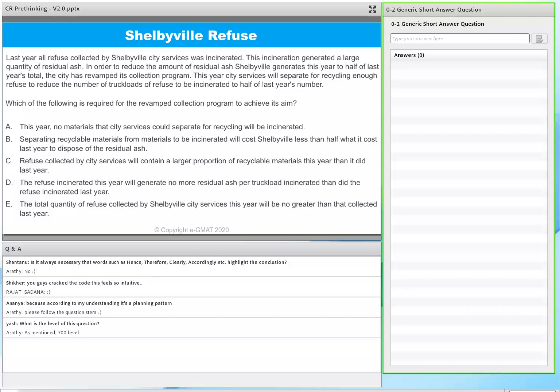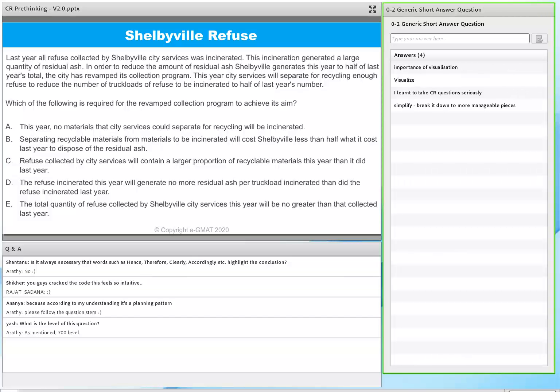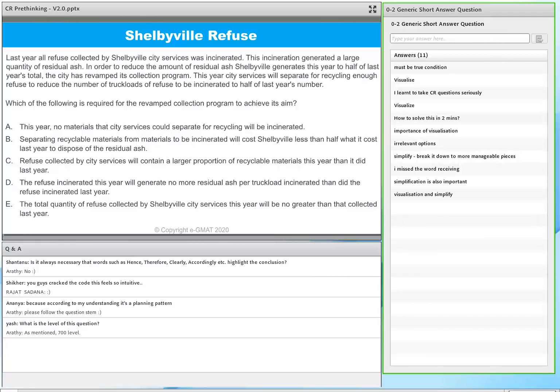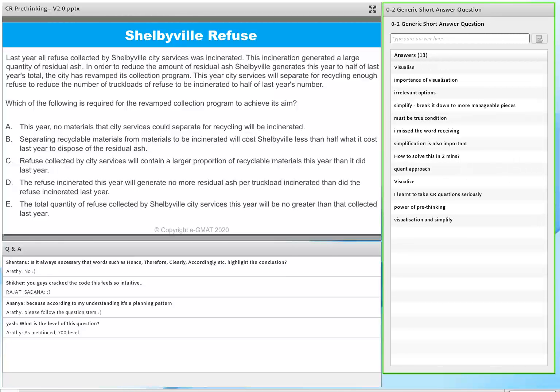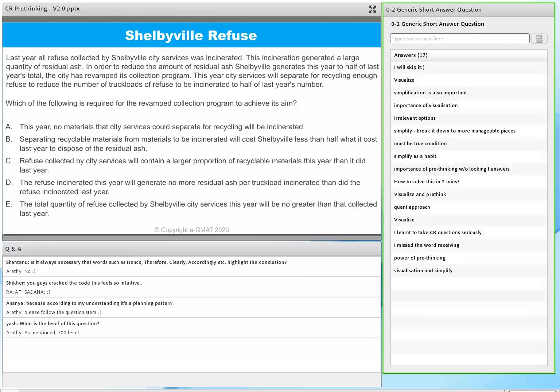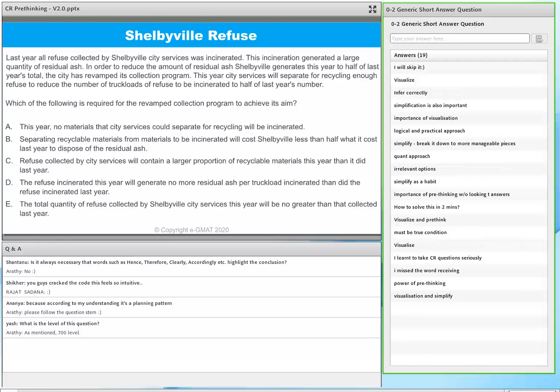What did you learn? Importance, simplify. Perfect. How to solve this in 2 minutes? This one is probably 3 minutes, and that's okay because there'll be others that will be 90 seconds. But you'd solve it in 3 minutes if you learn how to visualize. And for the timing thing, I think the quant piece is beautiful there. Okay, simplify and make it a habit.